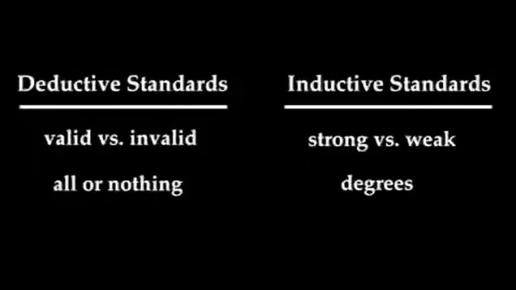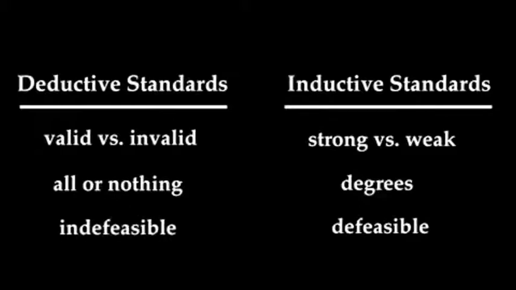Context is also important in another way. Additional information from the context can weaken an inductive argument. That is, it can change it from strong to weak. In technical language, the inductive standard of strength is called defeasible or non-monotonic. In contrast, the deductive standard of validity is indefeasible or monotonic. That means that no matter what premises you add to a valid argument, it will still be valid.